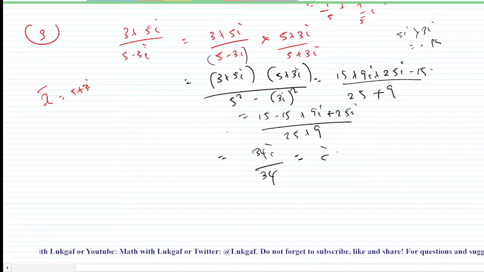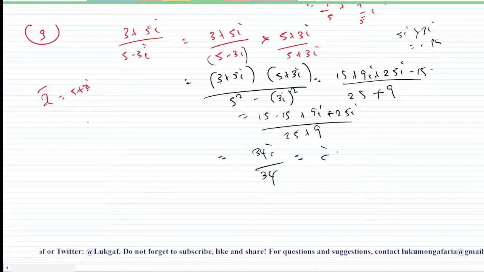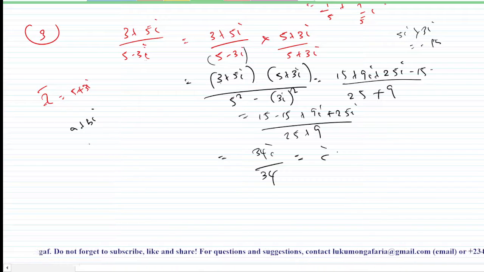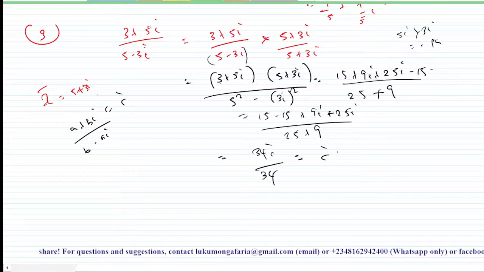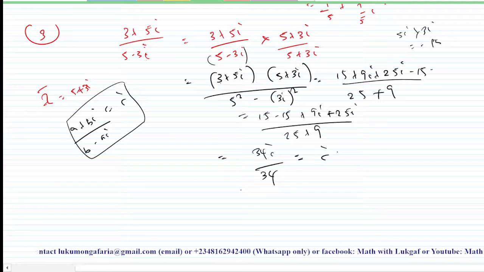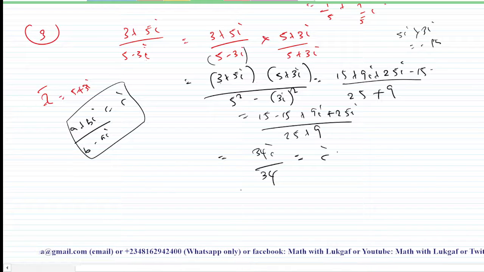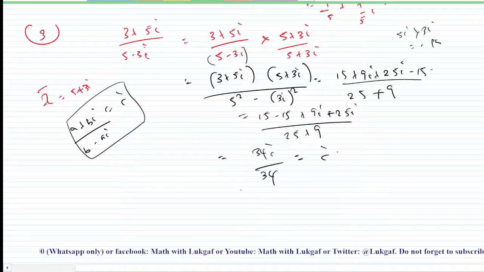You understand now? So in general, it means when you have something of this nature, a plus bi, and you divide it by b minus ai, then you are going to have i. You can prove that at your leisure time. So you can see it is very simple how you can divide two complex numbers together.